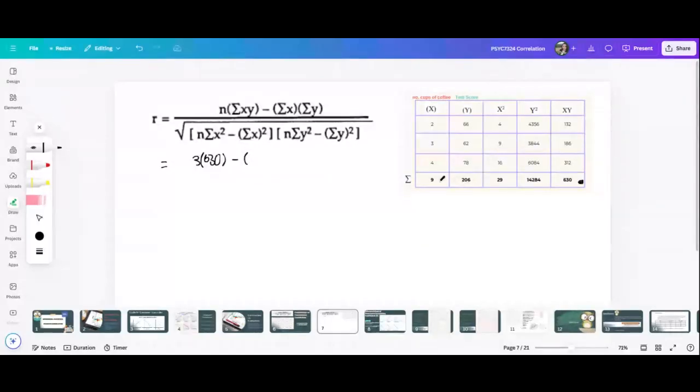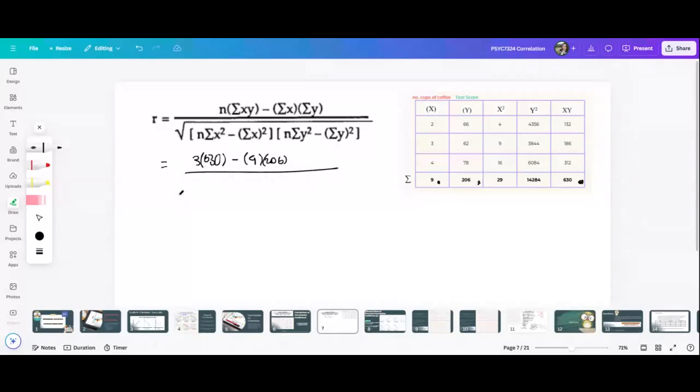Okay, the sum of the x values, got it here, it was 9. Which will be multiplied by the sum of the y values over here, which was 206. Again, apologies for my digital handwriting. It's not that much worse than my normal handwriting.